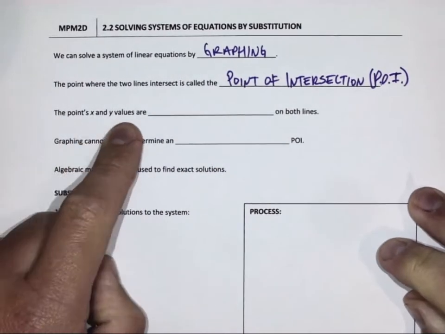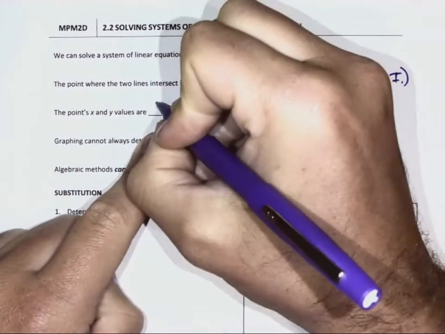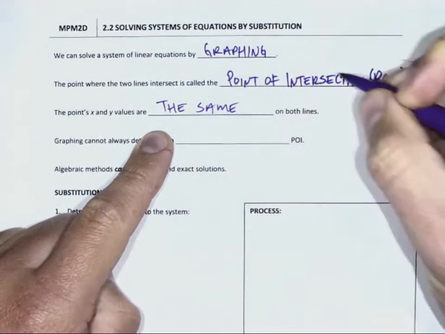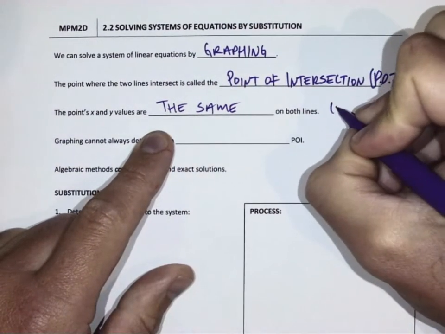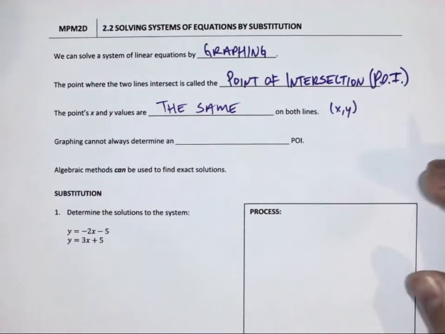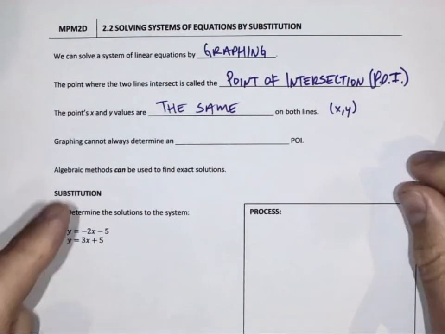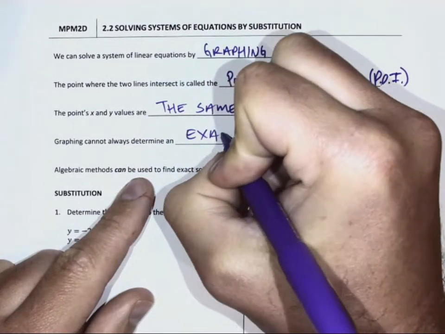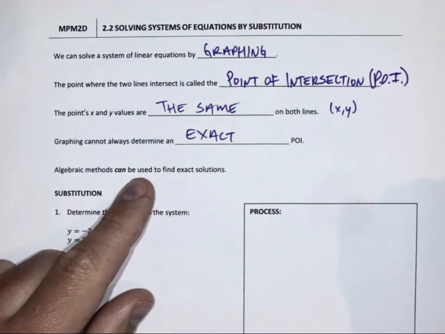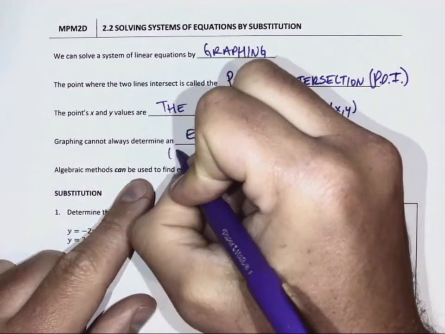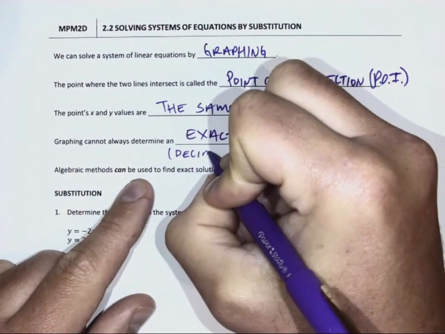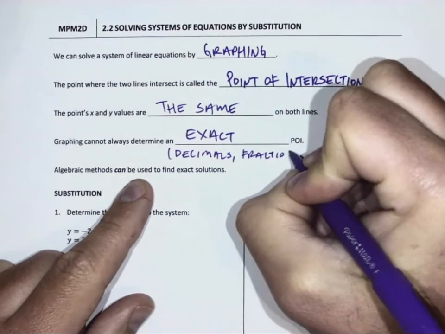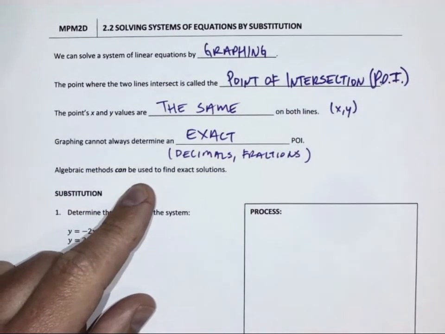The point's x and y values are the same on both lines, or they're equal, so that x and y value works for both lines. However, graphing cannot always determine an exact solution or an exact POI, right? We could have decimals or fractions, or it could be way off our graph.